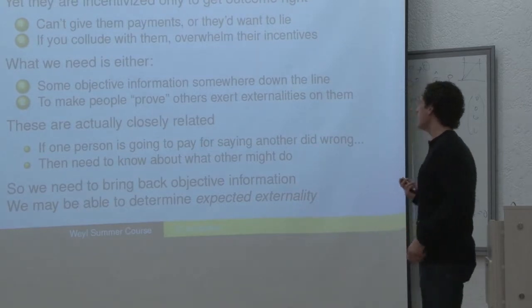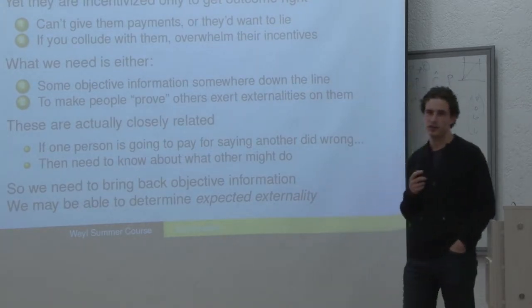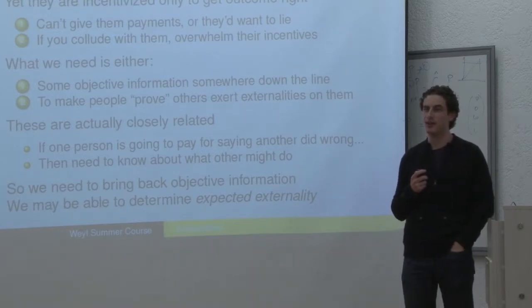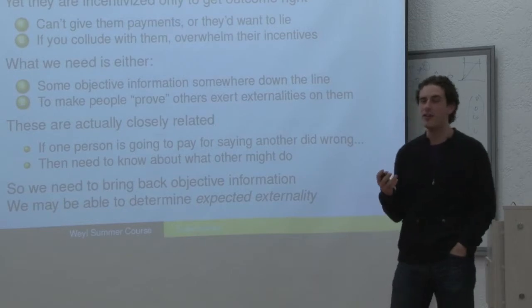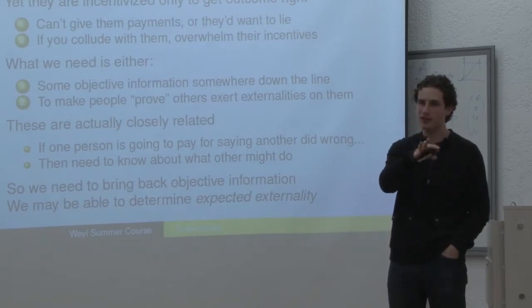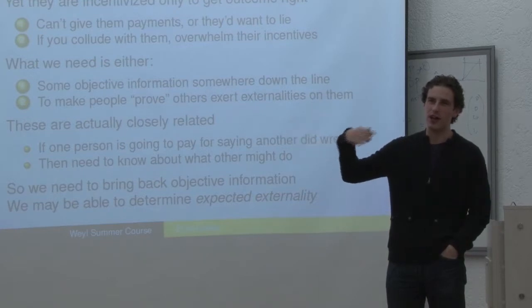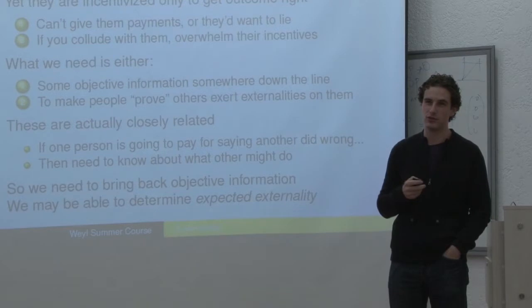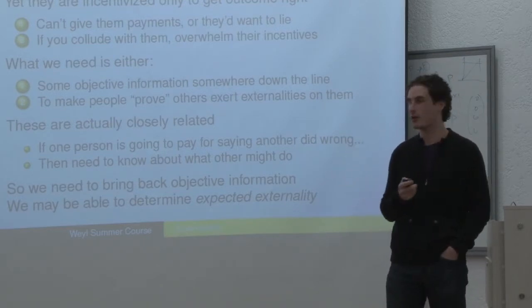So we may be able to determine the expected externality that's caused to people. If we have enough objective information to determine the expected externality, then we don't have to ask people what the externalities are. We can just have people pay their expected externality, as a function of what they say, and then they'll want to tell the truth. So if we have enough objective information to do that, we can solve a lot of these problems.